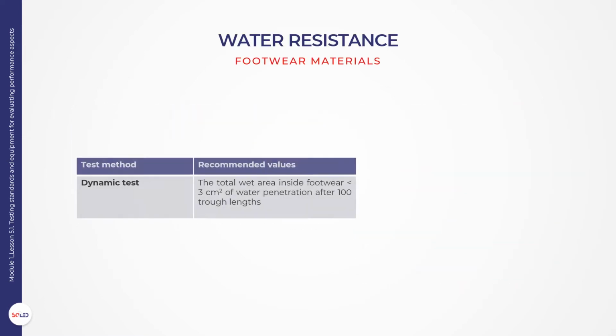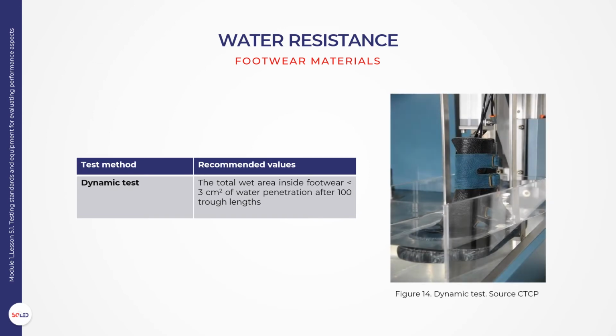Dynamic test. The dynamic test method is used to evaluate the resistance to water penetration of a whole footwear during flexing and can be applied to all types of footwear. Basically, the shoe is secured in a flexing machine with water at a defined level above the feather line. The footwear is flexed at a constant rate and inspected for water penetration. This test is intended to simulate the flexing force performed during the walking movement. The recommended values are as follows. The total wet area inside footwear less than 3 square centimeters of water penetration after 100 trough lengths.